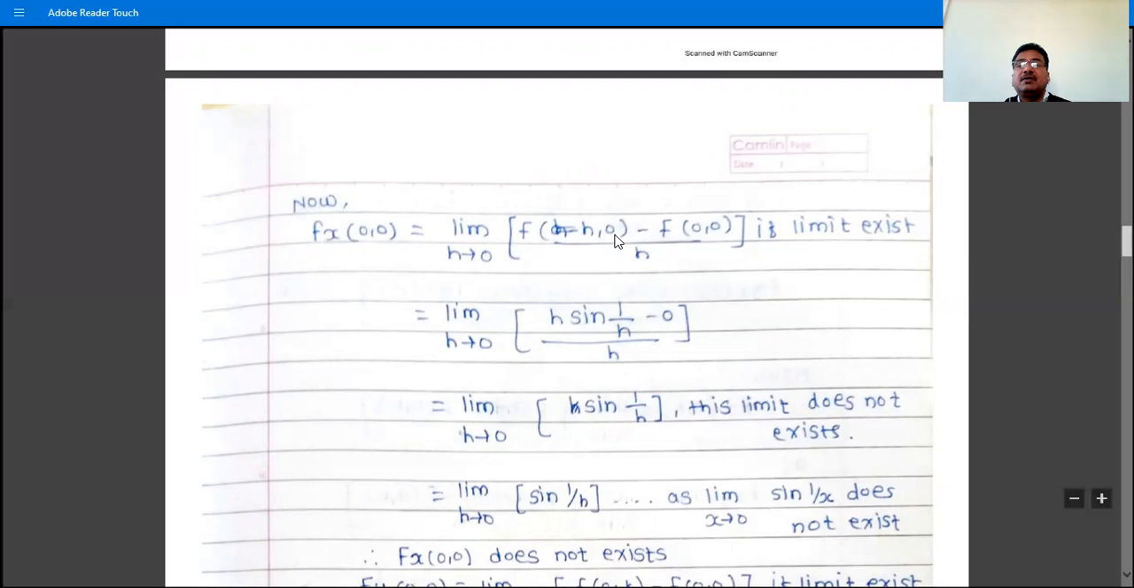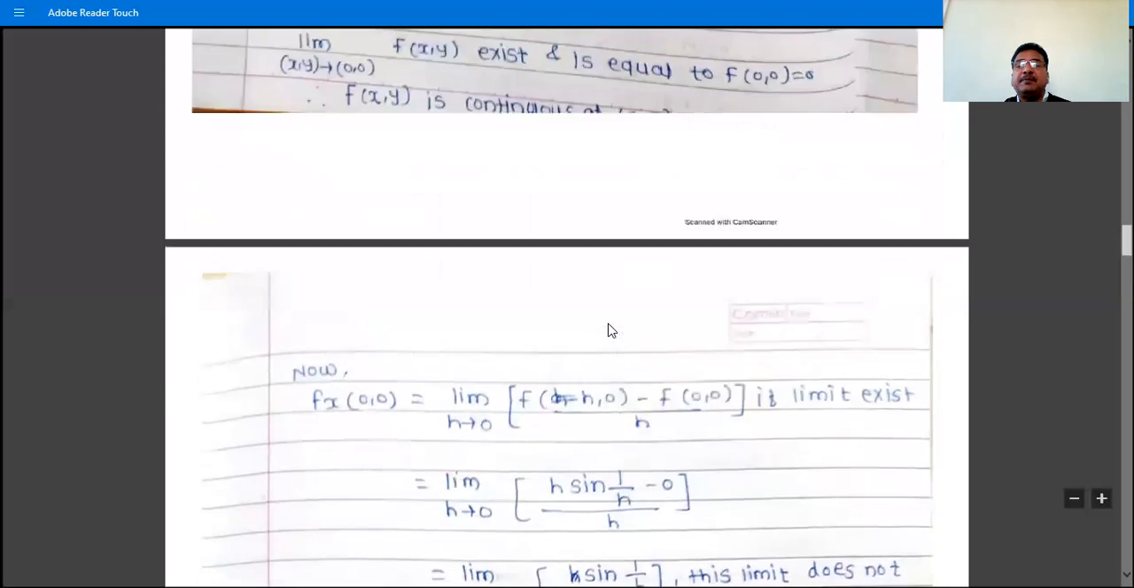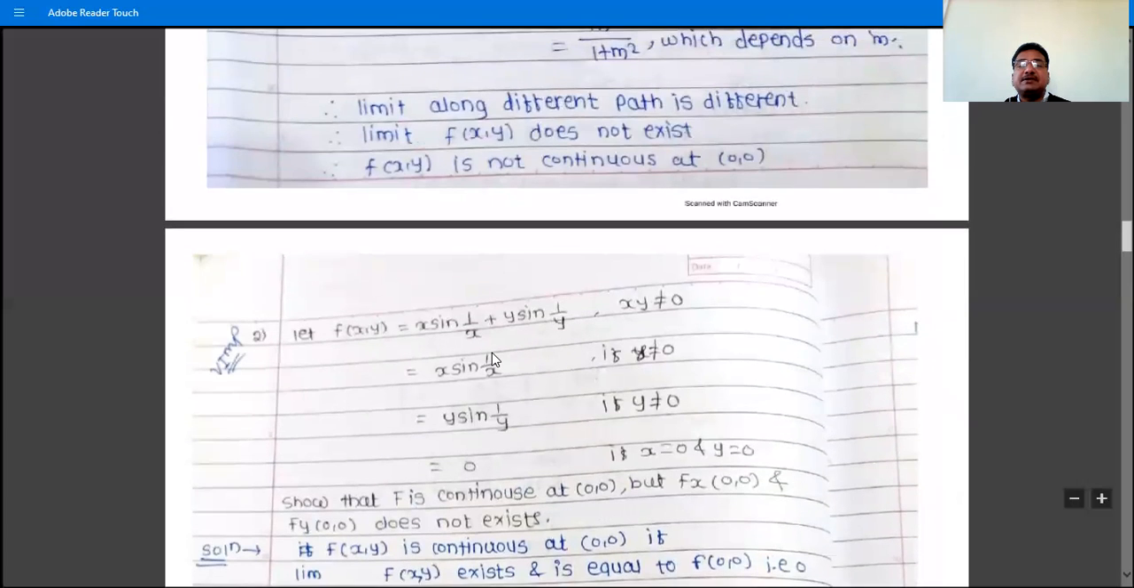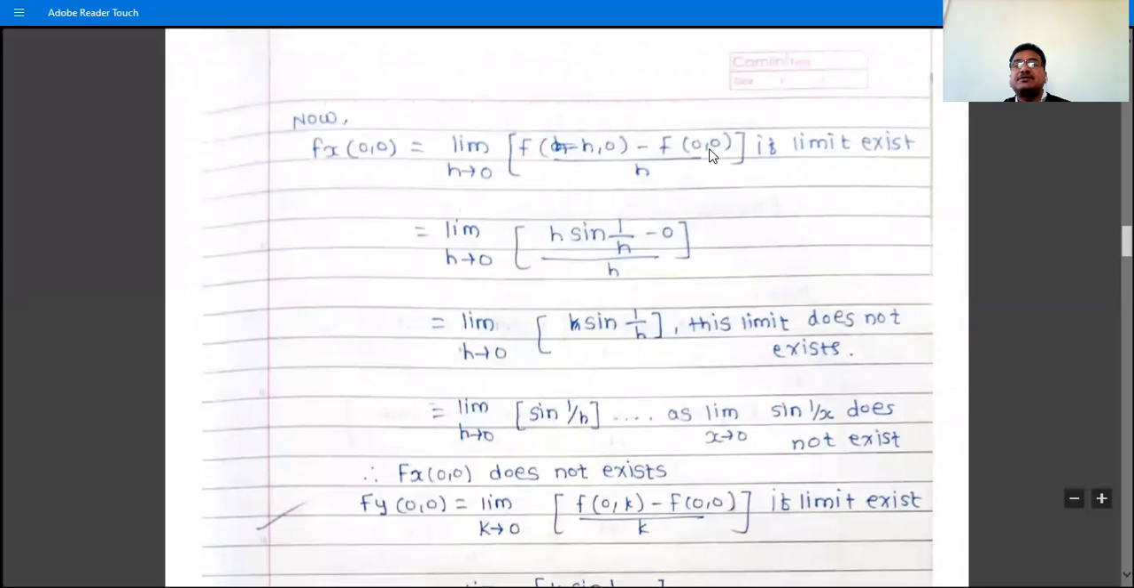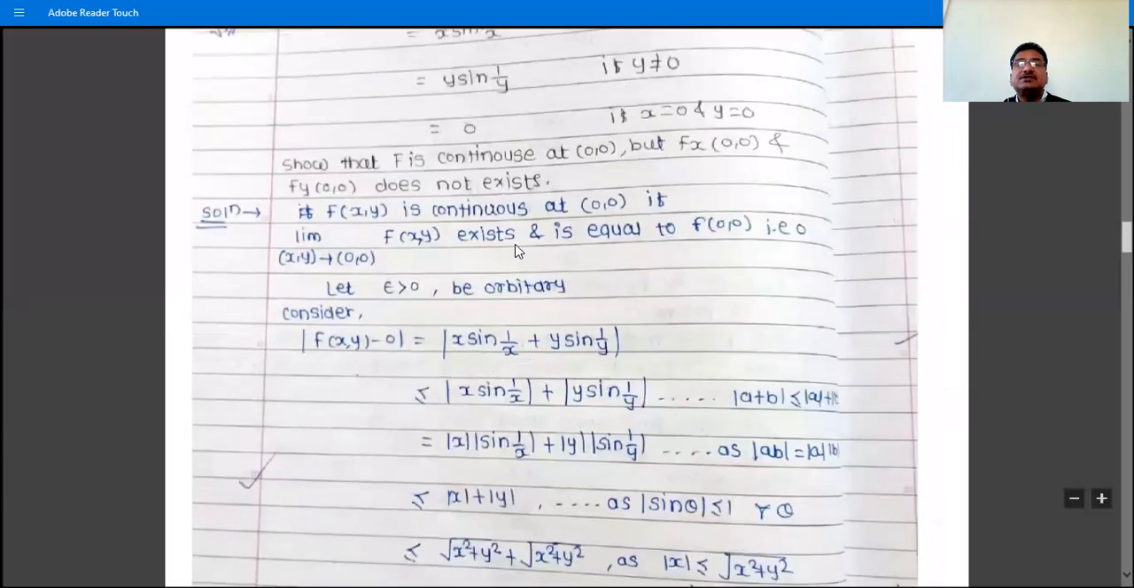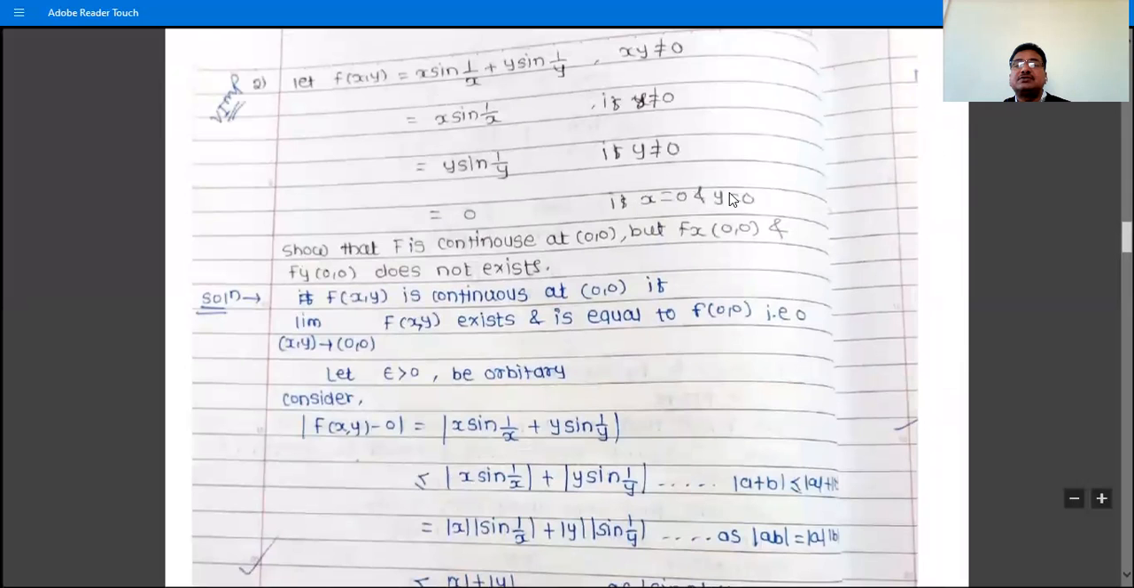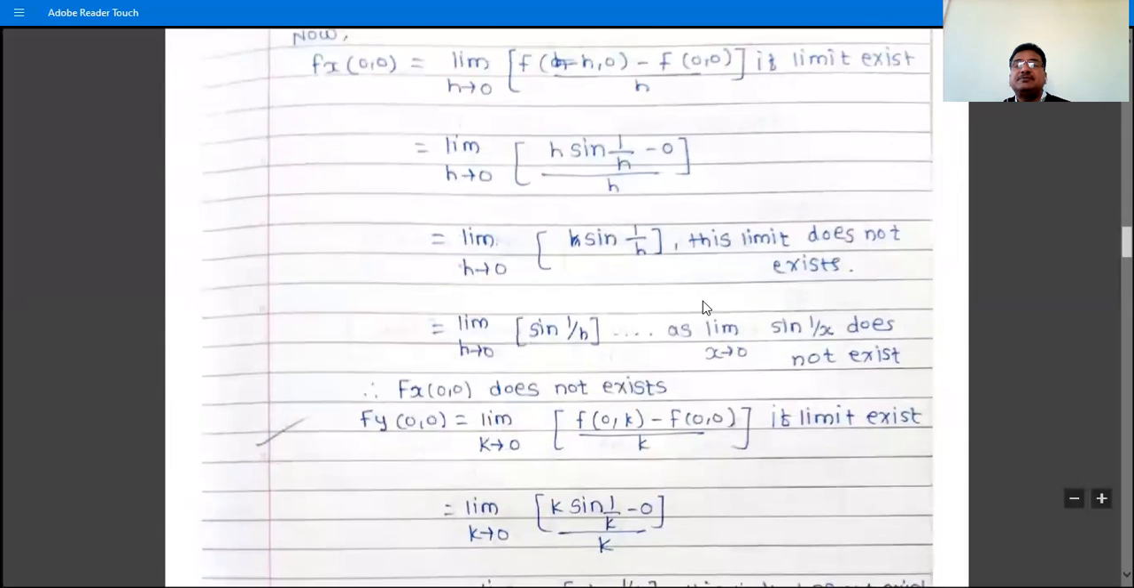So how can we substitute f(h,0)? Use this definition, because h is not equal to 0 and y is 0. So it is h sin 1 by h for f(h,0), and f(0,0) is 0 directly by using this definition, since x and y are both 0. So f(0,0) is 0, divided by h, and h gets cancelled, leaving sin 1 by h, limit h tends to 0, and this limit does not exist.